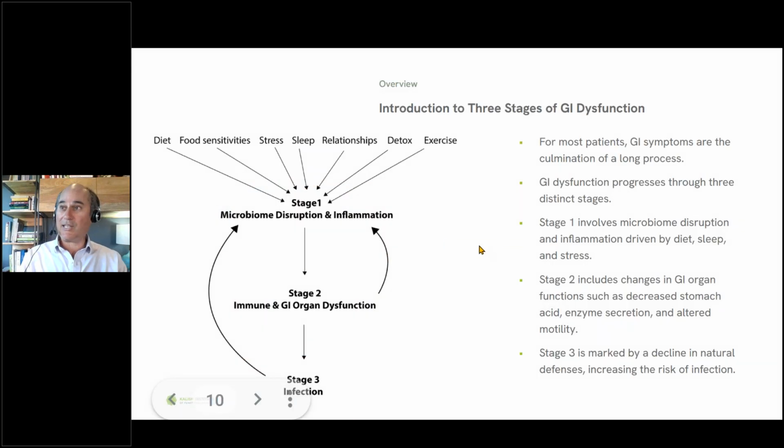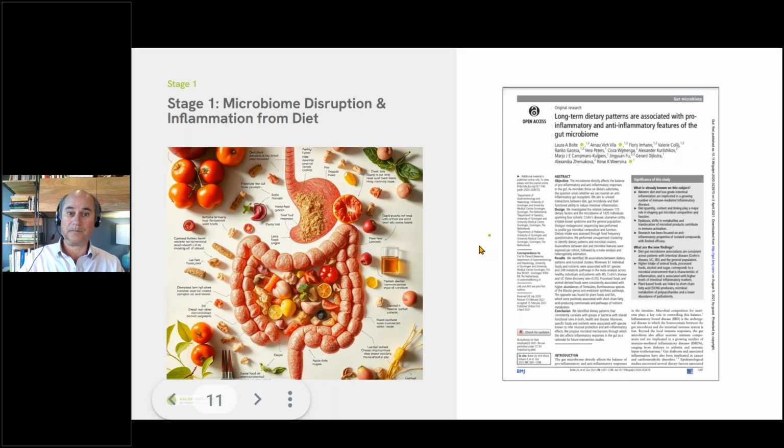So we're going to get into the stages for a minute, and then we'll show you some treatment stuff, and then we'll look at some labs. So stage number one, microbiome disruption.